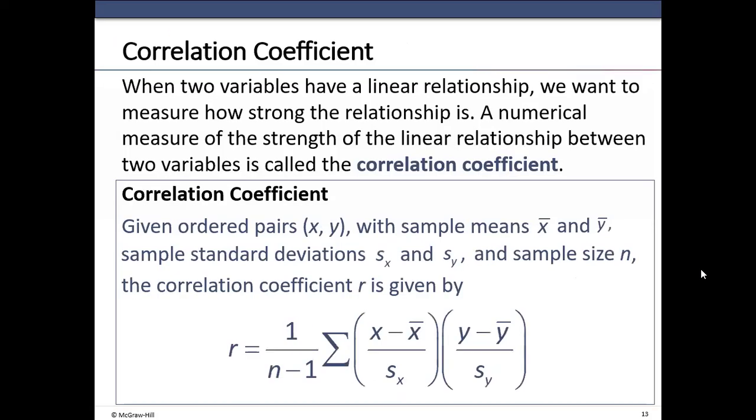Compute the correlation coefficient. What is the correlation coefficient? It shows us the strength of the relationship between X and Y. A numerical measure of the strength of the linear relationship between two variables is called the correlation coefficient. This is the formula. Let me briefly tell you what's happening in this formula.